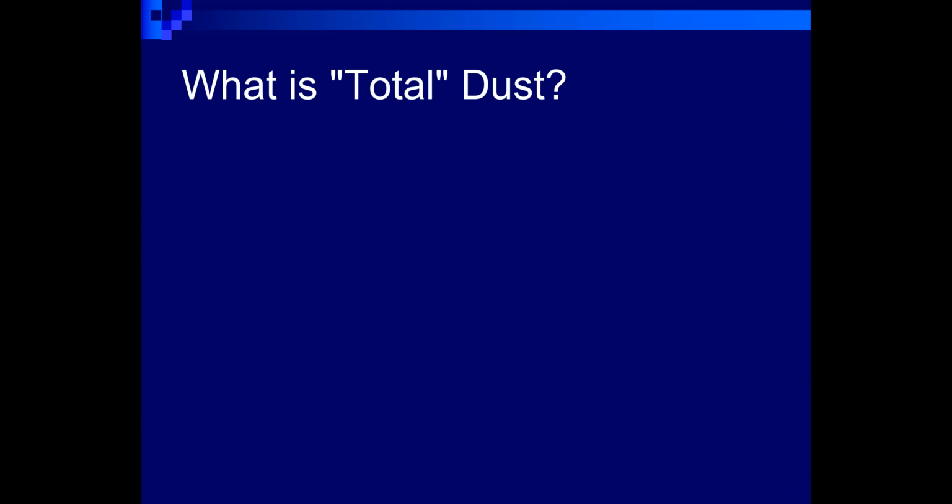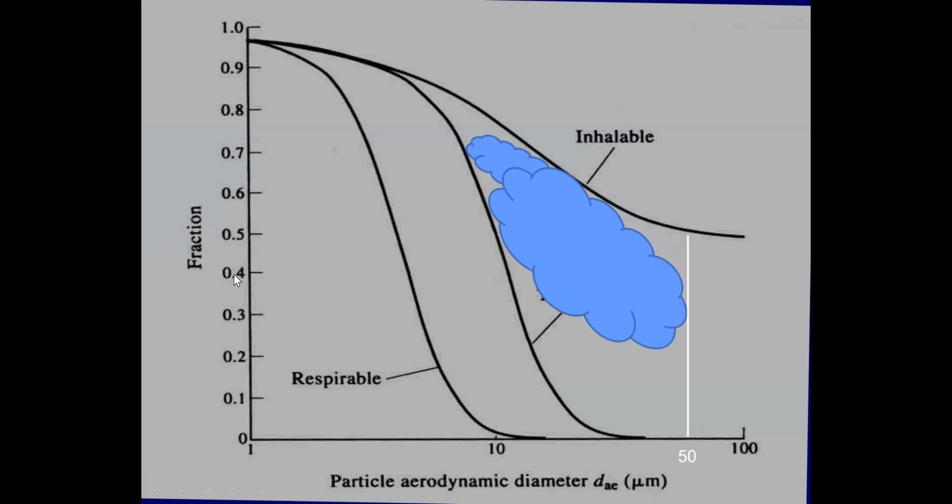So what is total dust? I've talked about it as being the result of sampling with a cassette. Total dust is a cloud of particulates that's less than 50 microns in size, and something larger than most thoracic, but something smaller than inhalable. It falls in this range here.